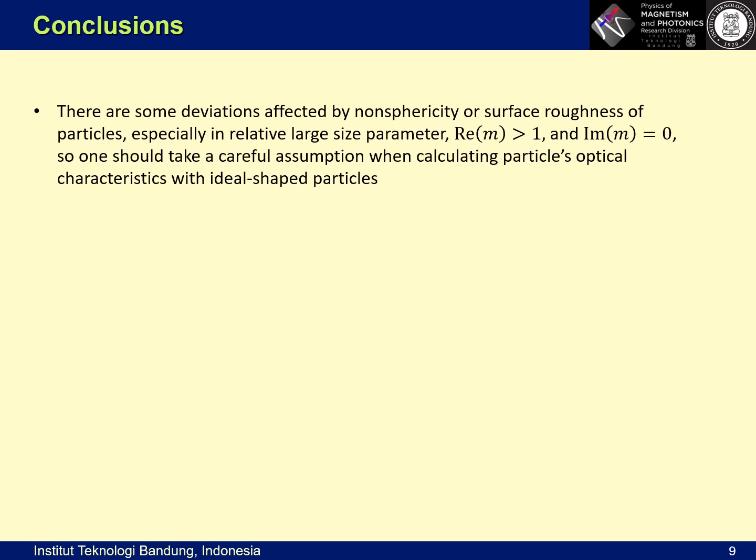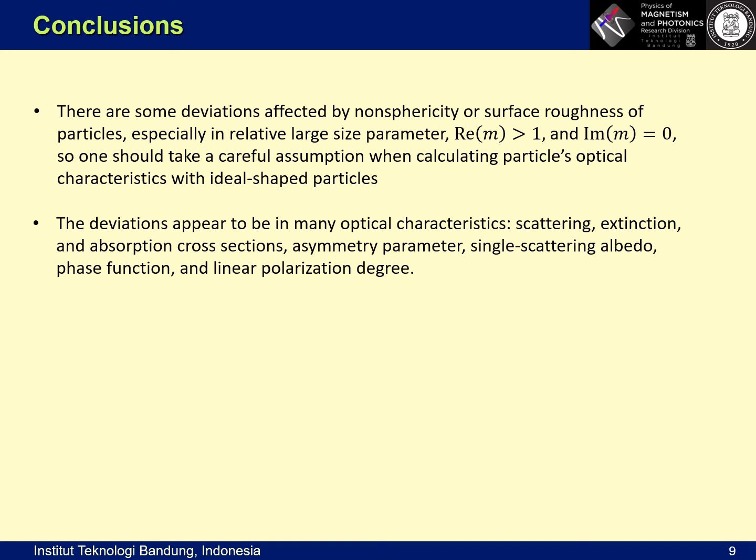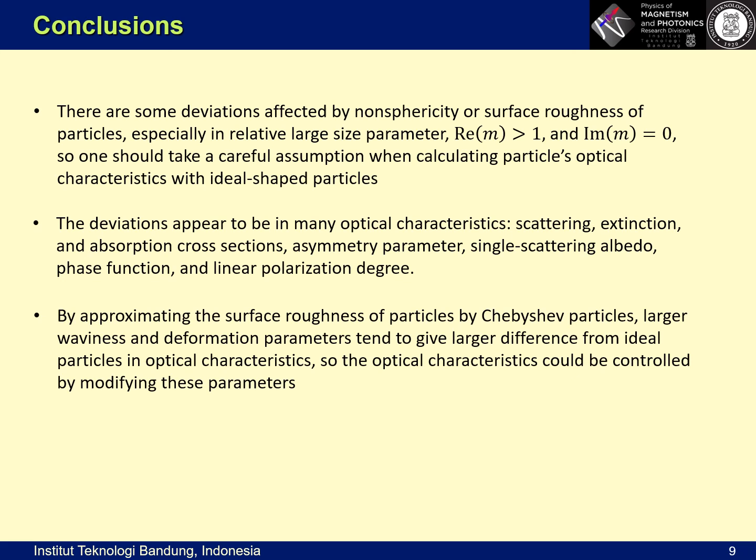We conclude that there are some deviations affected by non-sphericity or surface roughness of particles. So one should take careful assumptions when calculating particles' optical characteristics with ideal shaped particles. The deviation appears in many optical characteristics, such as scattering, extinction and absorption cross-sections, asymmetry parameter, single scattering albedo, phase function, and linear polarization degree.